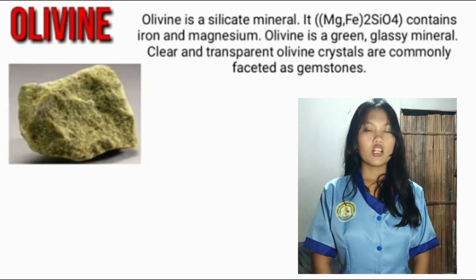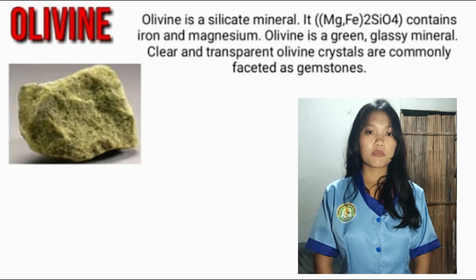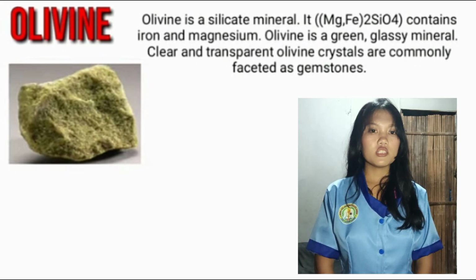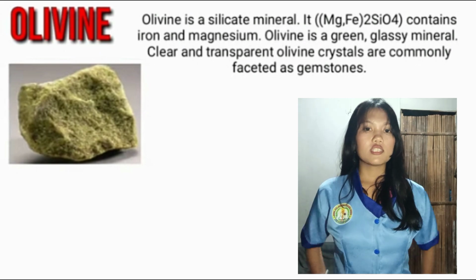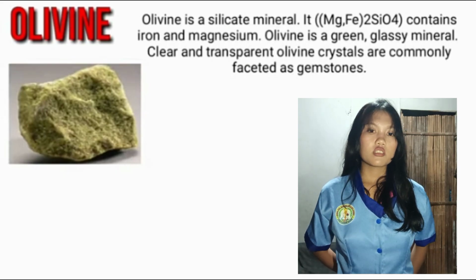Sixth, olivine. Olivine is a silicate mineral. It contains iron and magnesium. Olivine is a green, glassy mineral. Clear and transparent olivine crystals are commonly designated as gemstones.